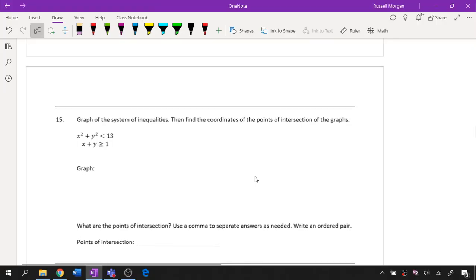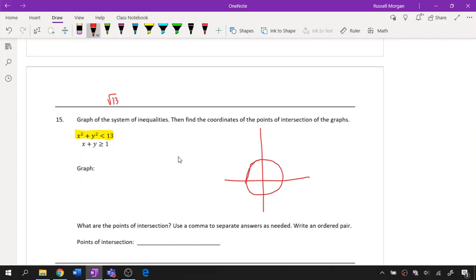This one says graph the system of inequalities. Then find the coordinates of the point of intersection. So I'm just going to do a rough graph, and then I'm going to actually use a graphing calculator to help me out. So this first equation, you should know that as a circle. The circle has a radius of, oh wait, that's the radius in disguise. I don't know what the square root of 13 is. It's going to be less than 4, greater than 3, so 3 point something. So it's some kind of circle with a radius of 3 point something.